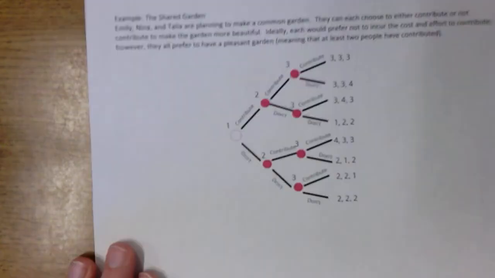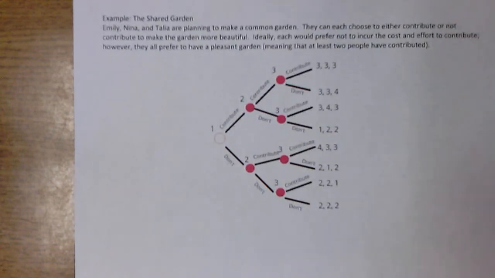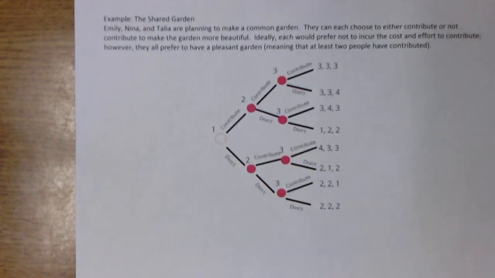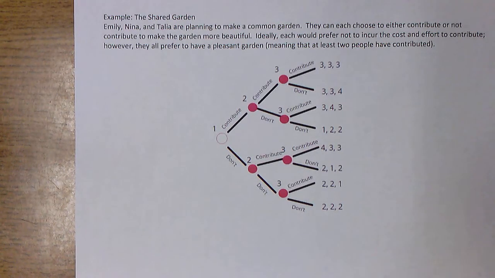All right, one more. So this one's about a shared garden. So 3 people are planning to take care of a common garden, and they can each choose to either contribute or not contribute to make the garden more beautiful. So ideally, each person doesn't want to actually contribute, because if you have to contribute, then that's like time, effort, money, right? So they don't actually want to contribute, but they do want the place to look nice. For them, making it look nice means that at least 2 people are going to be contributing, because if only one person's contributing, that's kind of a weak garden. But if 2 people are contributing, it's going to be a little bit nicer.